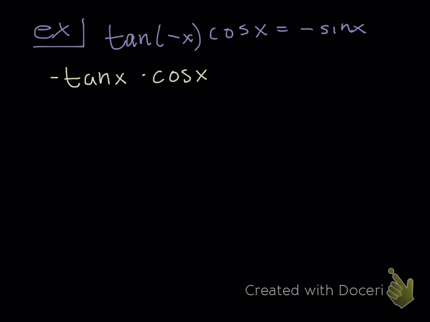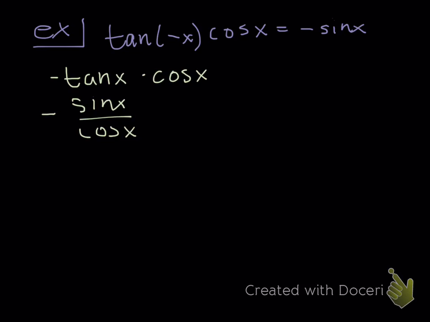And now that I handle the negative, now I need to get rid of tangent. I could say tangent's 1 over cotangent, or I could say tangent is sine over cosine. And I would want to go that route because I always want to introduce a sine or cosine into the problem if possible. So the quotient identity says that tangent is sine over cosine.